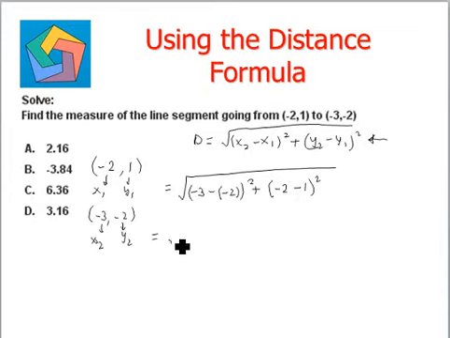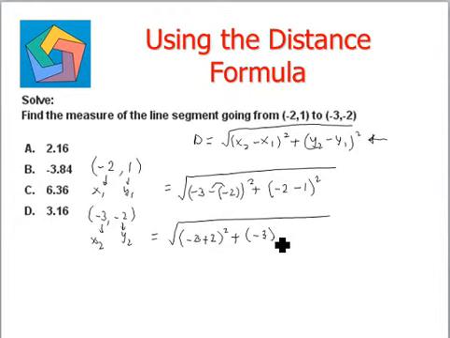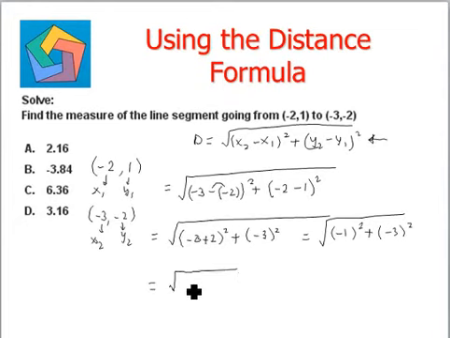So we solve this now. This is negative 3, negative times negative is a positive, 2 whole squared, plus negative 2 minus 1 is a negative 3 squared. This is equal to negative 3 plus 2 is negative 1 squared, plus negative 3 squared. Negative 1 squared is a positive 1, plus negative 3 squared is a positive 9. So this is square root of 10.